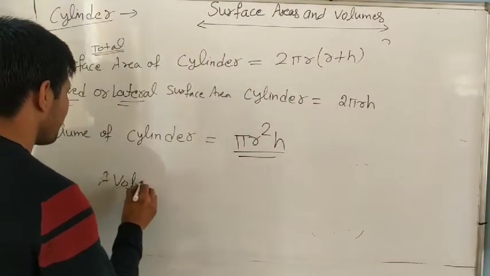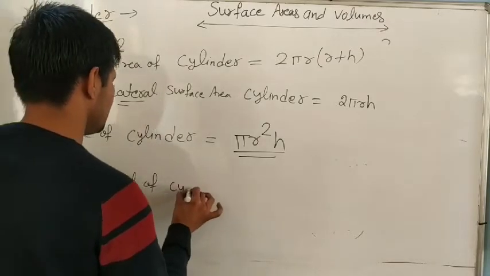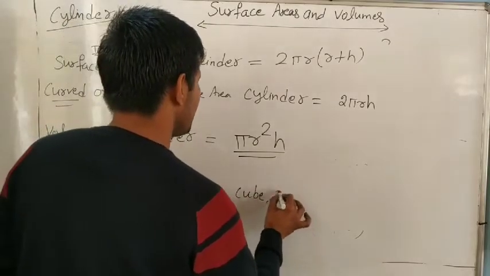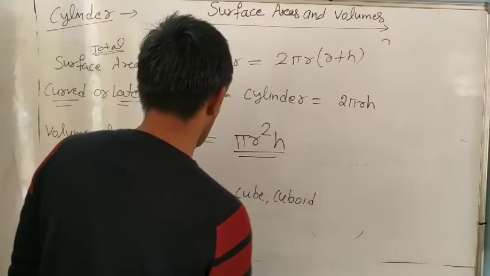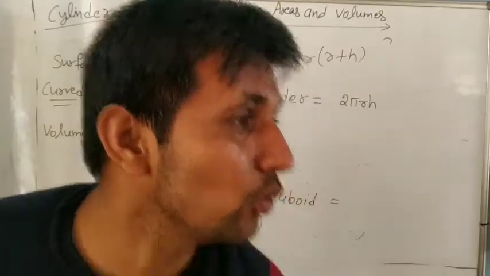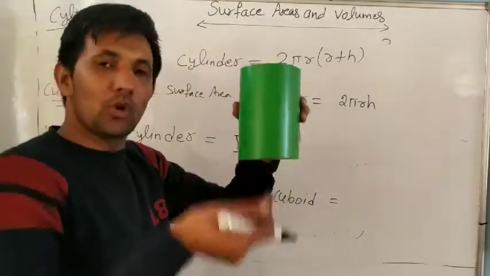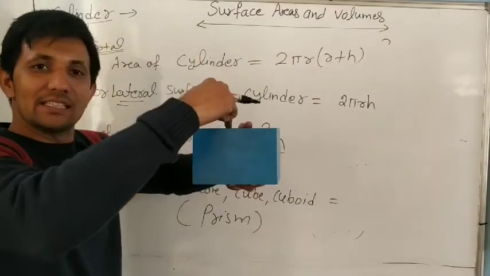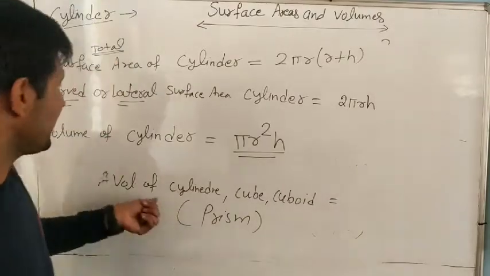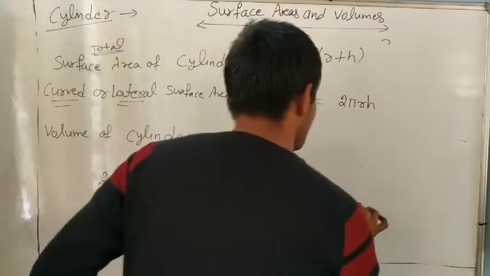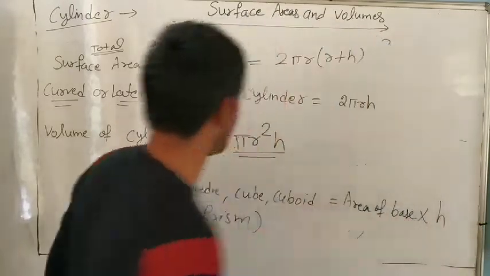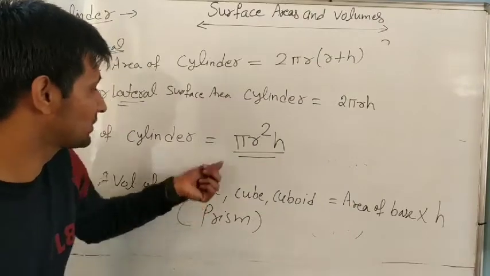Volume of cylinder. Cube and cuboid, these all are called a prism. Why? In 8th class we know what a prism is. Prism means whose base and top are the same. Base is a circle, top is a circle. In cuboid, base is a rectangle, top is a rectangle, base and top are the same. It means cuboid is also a prism. So volume of a prism, how will you always find? Area of base into height. Area of base in cylinder, how much?